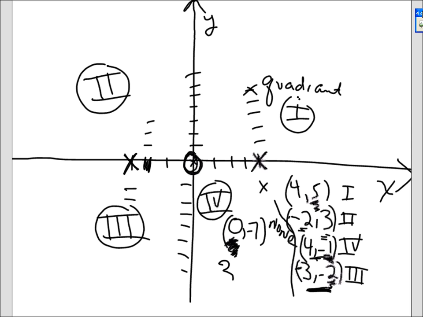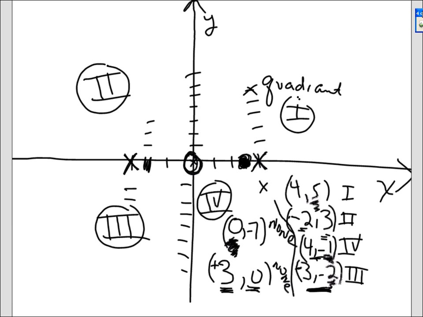What if you had (3, 0)? This says you go to the right 3. It brings you right here. And then you go up or down, nothing. You don't go up or down any. No quadrant. Which quadrant are you in? None.